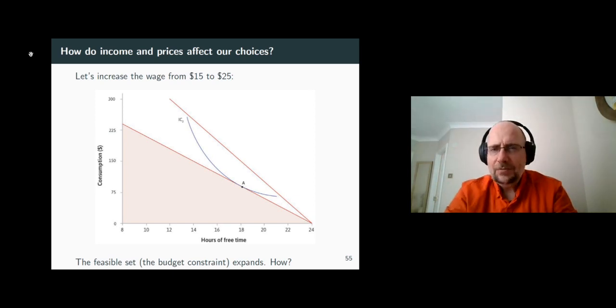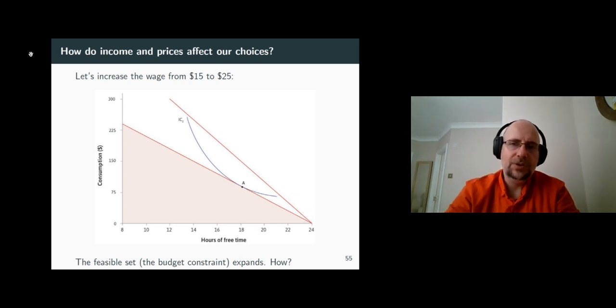If you laze for 24 hours a day, you will get zero, no matter what your hourly wage is. If you work 16 hours, however, and your free time is only 8 hours, then you'll be able to afford to buy goods and services equal to the amount of those 16 hours times the $15 per hour, which makes $240 worth of consumption. But what if your wage increases to 25?